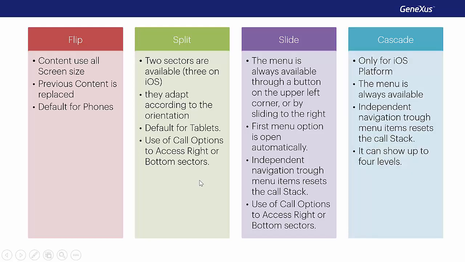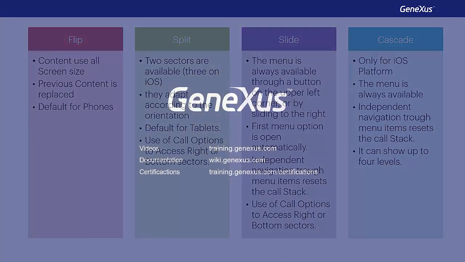For Cascade, we saw that it's only available for iOS, in telephones and tablets. Here, the menu is also available at all times, and as in the case of Slide, the call stack is also reset between one menu option and another menu option. We saw that it's possible to show up to 4 levels, 3 plus the menu. And this will be the end of this topic.